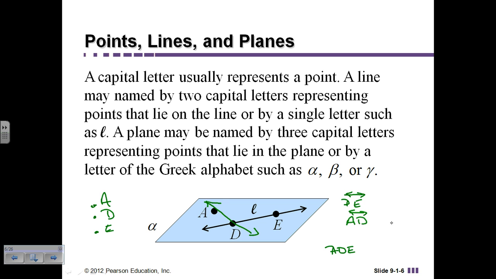Okay. We could also name this line DE equal to lowercase l, and we could name this plane that we created here with the Greek letter alpha.